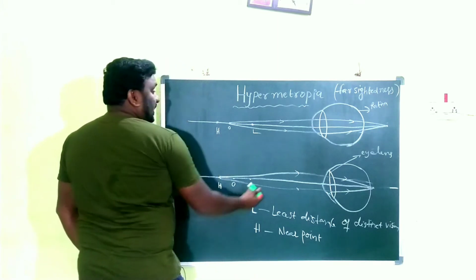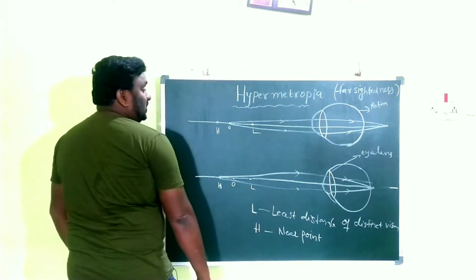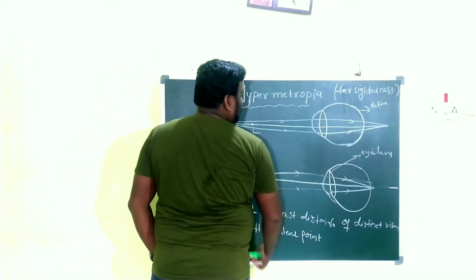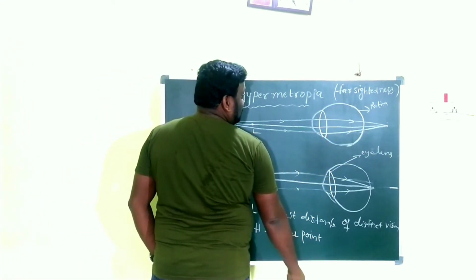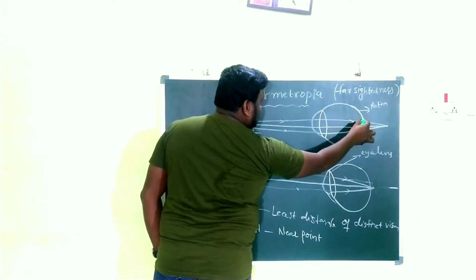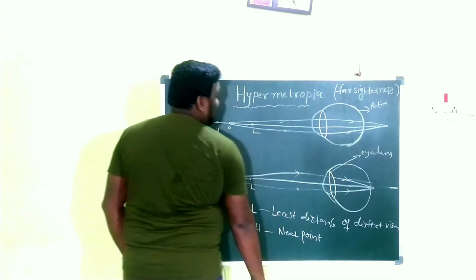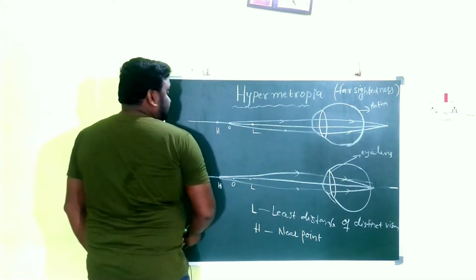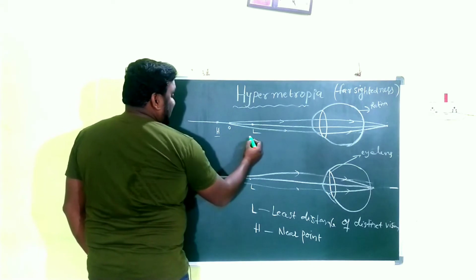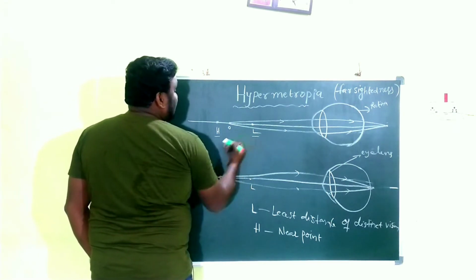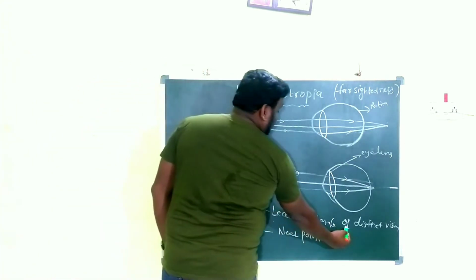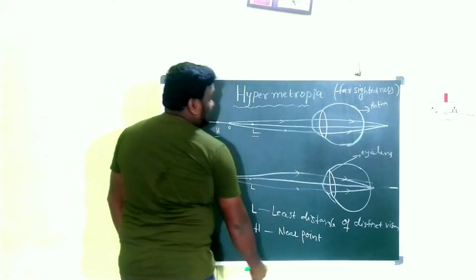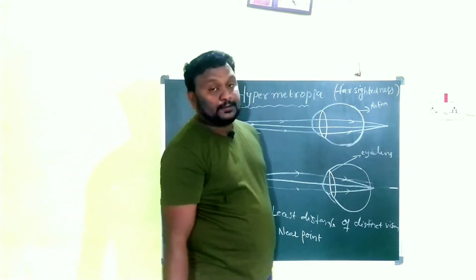Now in this case, you have two diagrams on the board. This is our eyeball, and this is the eye lens. And I have already explained, this is the retina. Clear? In this diagram, you may observe two letters, H and L. What is L? Least distance of distinct vision. And what is H? Near point.